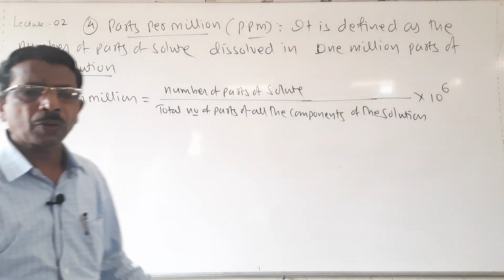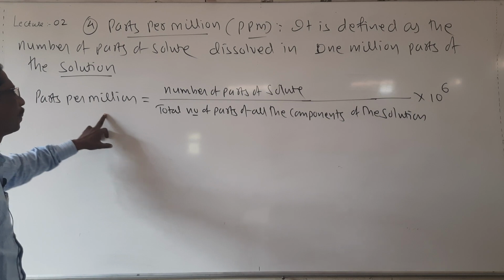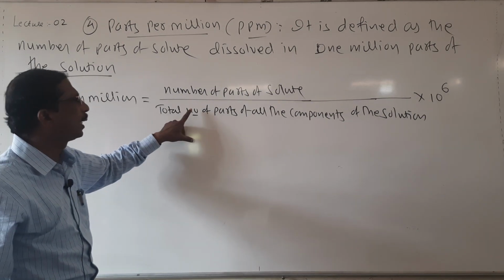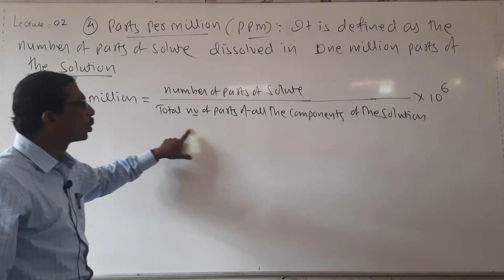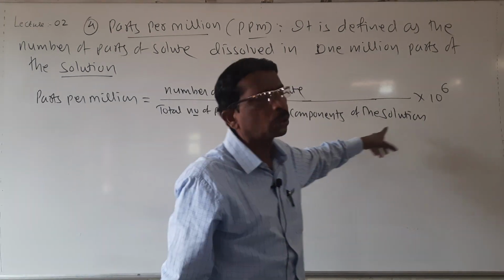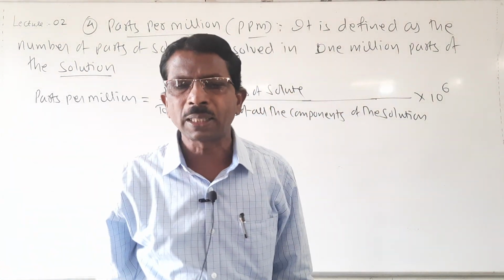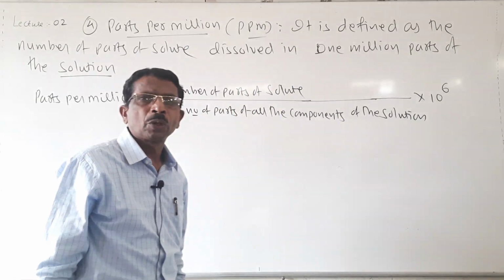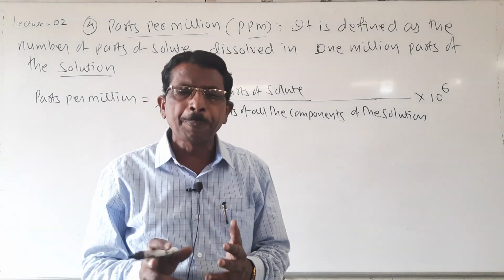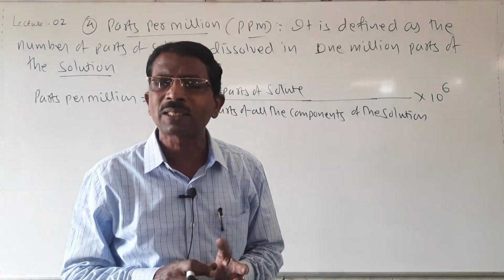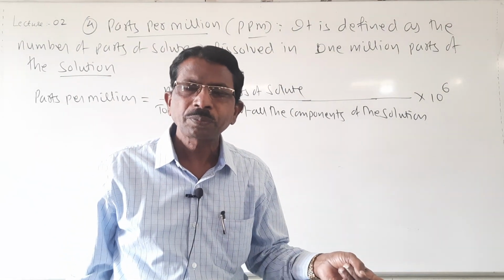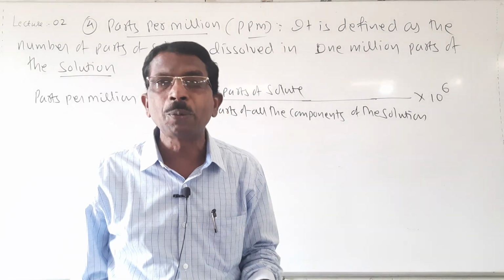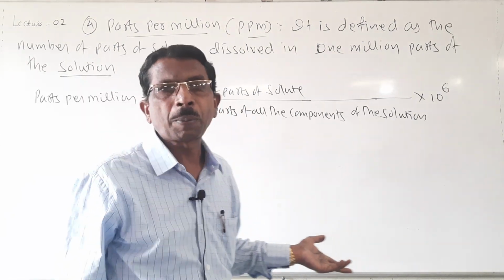So, it is very important. You may also define it like this: it is the ratio of the number of parts of solute or component to the total number of parts of all the components of the solution, into 10 raised to 6. That is called a million. Remember students, ppm can also be expressed as mass to mass, volume to volume, and mass to volume.